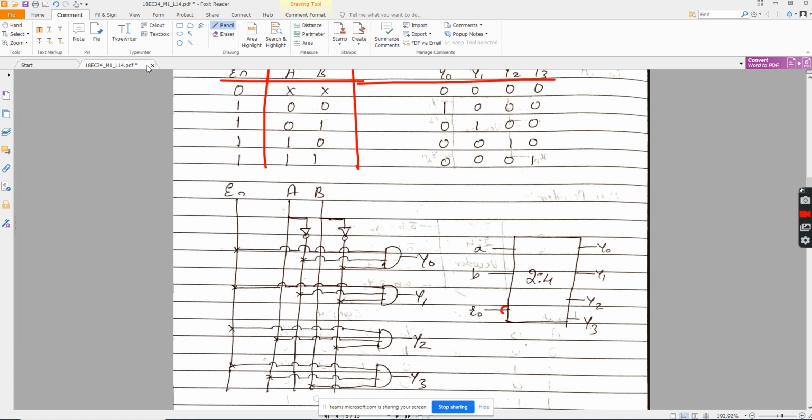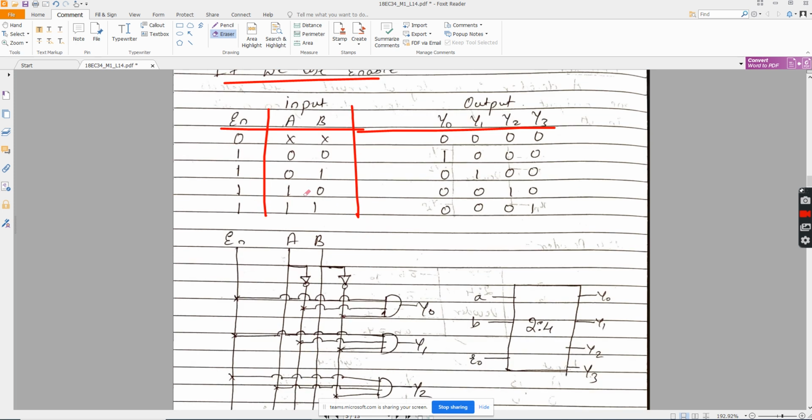Sorry, this enable is now an active high input. I will tell you why it is active high. Look here, when enable is 0, it is an active high input. Active high, no bubble.